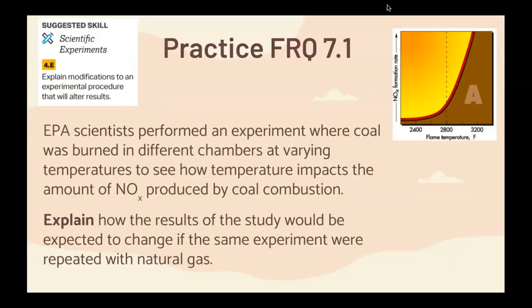So your practice FRQ for 7.1 is that EPA scientists performed an experiment where coal was burned in different chambers at varying temperatures to see how temperature impacts the amount of NOx produced by coal combustion. So I want you to think about how the results of that study might be expected to change if the same experiment were repeated with natural gas. All right, that's it.